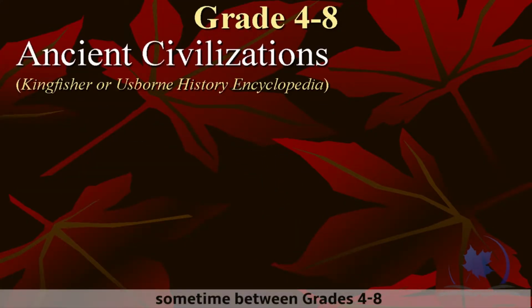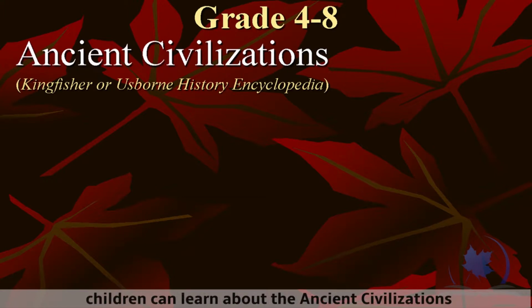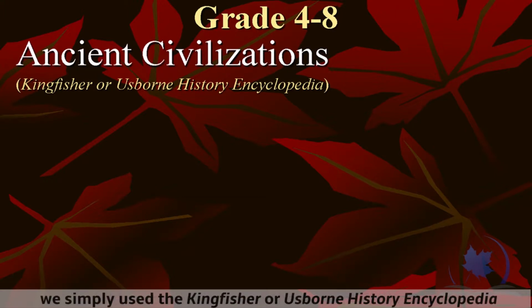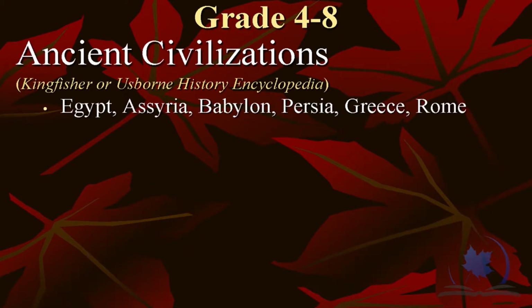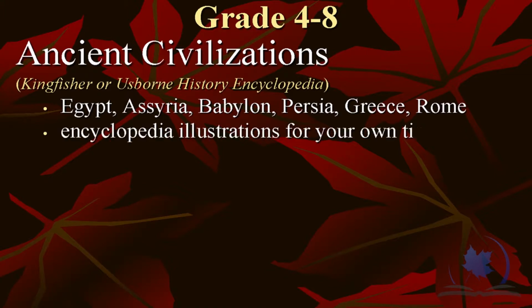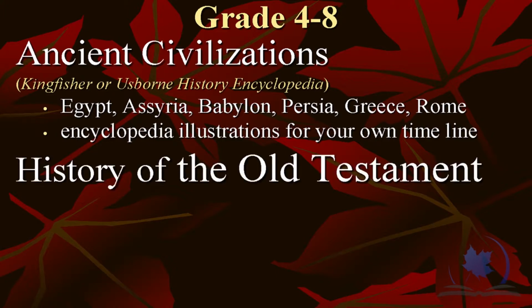Sometime between grades 4 to 8, children can learn about the ancient civilizations. We simply use the Kingfisher or Usborne History Encyclopedia for our studies. You will cover Egypt, Assyria, Babylon, Persia, Greece, and Rome. And the encyclopedia illustrations are great for your own personal timeline.